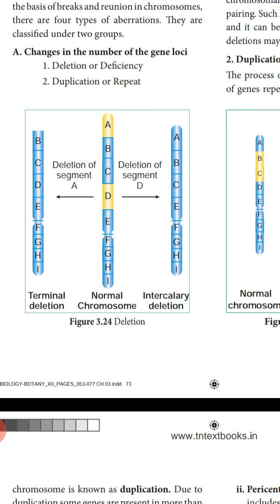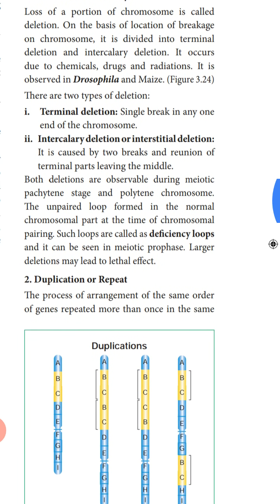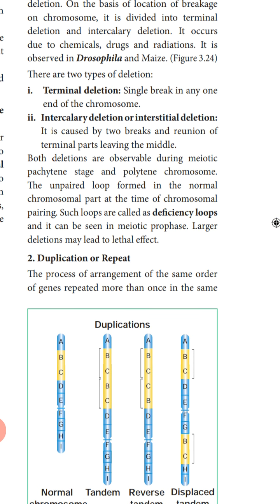So here in the terminal deletion only one break is taking place, and in the intercalary deletion two breaks are taking place, and then the reunion of the remaining segments is taking place. So this is called intercalary, and it is also called interstitial deletion. Now this is caused by two breaks and reunion of the terminal parts leaving the middle. Both deletions are observed during the meiotic pachytene stage, okay, and in polytene chromosomes. Both types of deletions are observed either in the pachytene stage of meiosis or in the polytene chromosome. Polytene chromosome we have already studied.